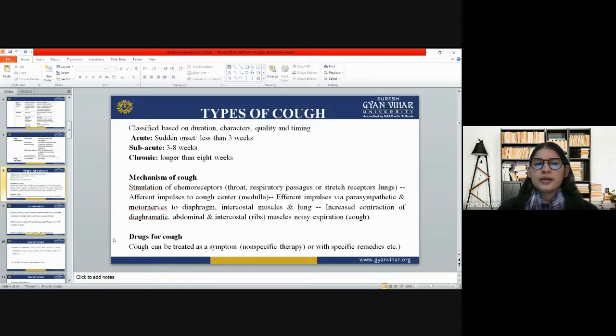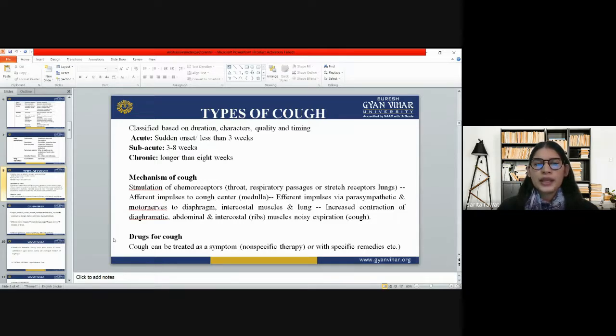Then we have subacute cough. Subacute cough goes on for 3 to 8 weeks. Then we have chronic cough. In chronic cough, the duration of the coughing is more than 8 weeks.